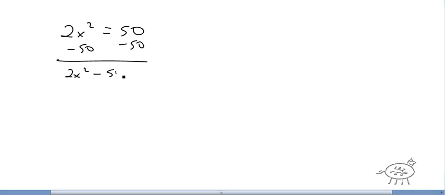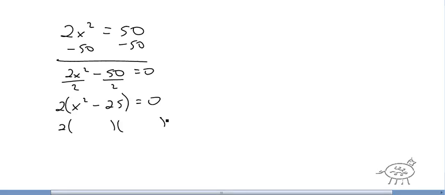If I have 2x squared is equal to 50. Okay, the first thing you're going to do is subtract 50 from both sides. So I get 2x squared minus 50 equals 0. Greatest common factor is a 2. So I get 2 parentheses x squared minus 25 equals 0. Okay, x squared minus 25, man, you should recognize that one as a difference of two squares. So it's x plus 5, x minus 5.